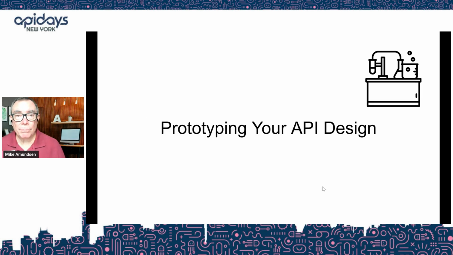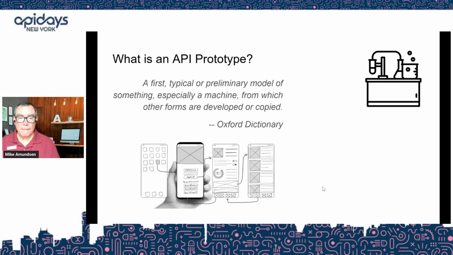Now let's talk about prototyping your API. Why do we prototype and why is it important? What is it? It's a preliminary model of something, especially a device or a machine or something else which is going to be copied. We're very familiar with user interface prototypes, as you see here in the slide, but we need API prototypes as well. Prototypes let us build something that looks like the real thing, but it's not. It's a facade. It's kind of fake. You can think of it like a movie set or a stage play set.